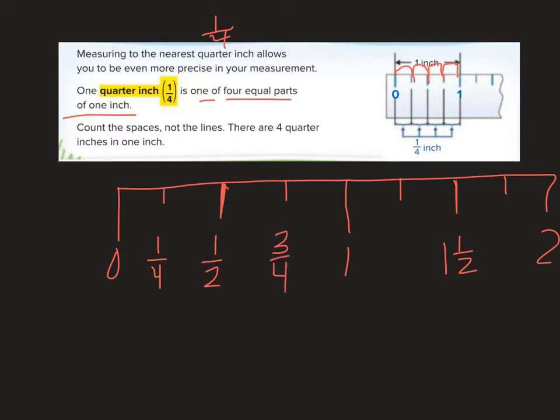Okay, now I passed the 1, so this is going to be 1 and 1/4, 1.5, 1 and 3/4. So once I pass the 2, it's going to be 2 and 1/4, 2 and 1/2, 2 3/4, and so on. Okay?